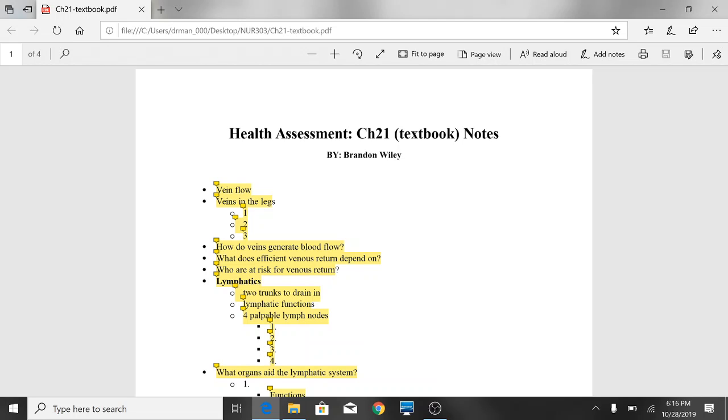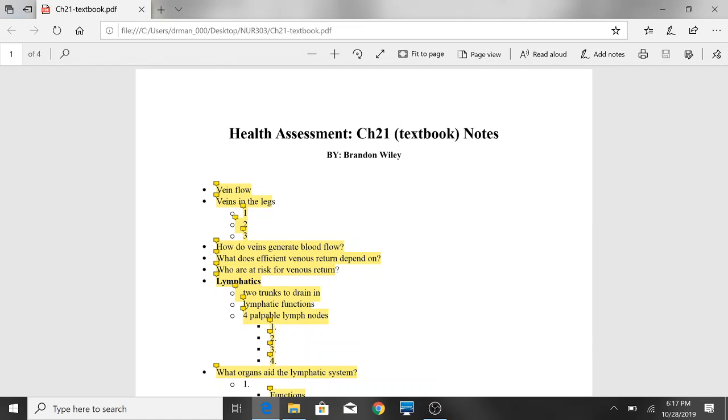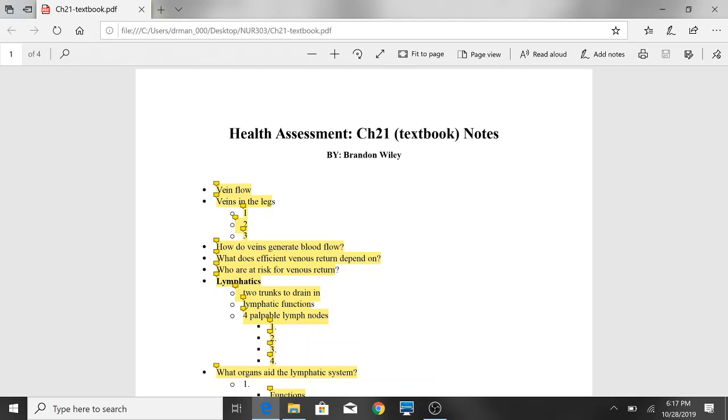Let's get started. First thing I want to talk about is vein flow. Vein flow is different from artery flow. Veins flow in one direction, however arteries flow in a different direction. There are different veins in the legs. Mainly we'll focus on the deep veins, the superficial veins, and the perforators. The deep veins, some examples are femoral and popliteal. Some examples of the superficial are the small and great saphenous veins. And the perforators are special because they create a bridge between the deep and superficial veins.